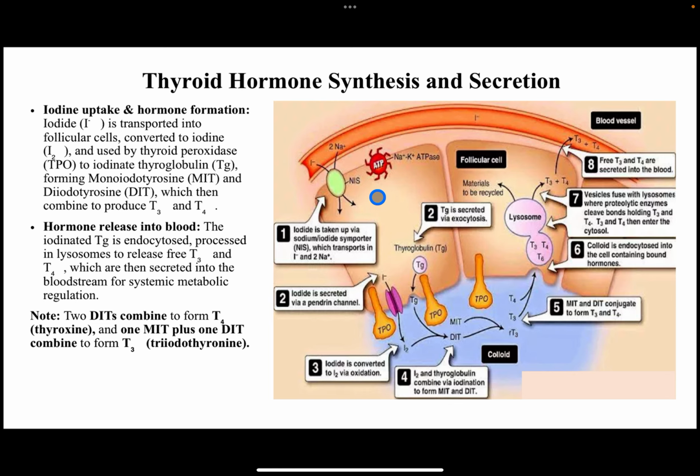It can also be a problem with the thyroglobulin, because it's the thyroid peroxidase, TPO, that has to convert the iodide into iodine. What if the person has a problem with the TPO? When the TPO converts the iodide into iodine, the iodine also has to combine with the thyroglobulin before we get the iodotyrosines. What if the person has a problem with the thyroglobulin? What will happen? The iodotyrosines, the MIT and the DIT, will not be produced.